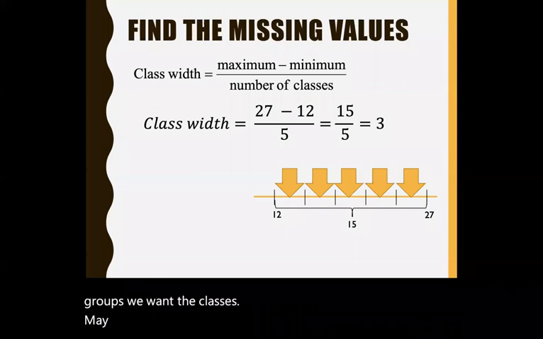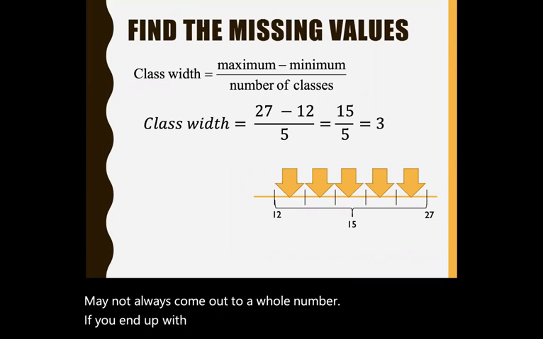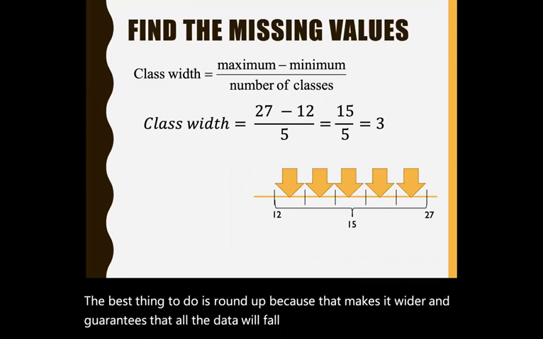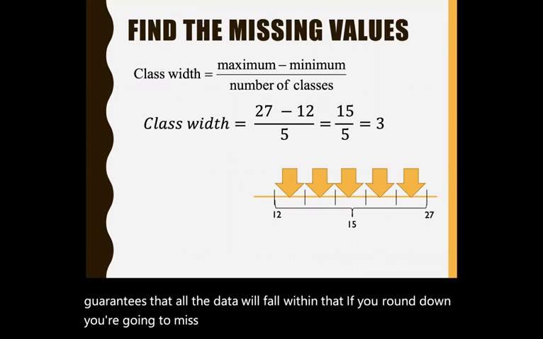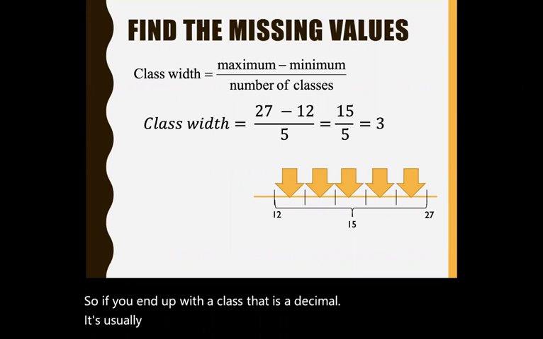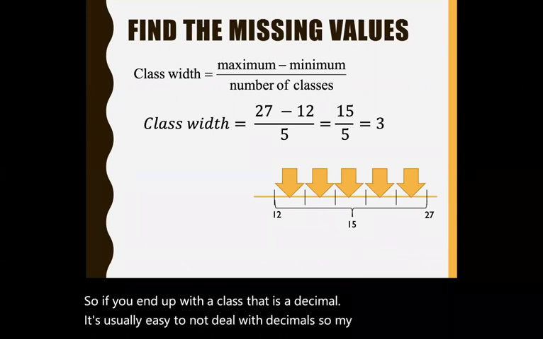Now in statistics, the game of maximum minus minimum divided by the number of groups we want, the classes, may not always come out to a whole number. If you end up with a decimal, the best thing to do is round up, because that makes it wider and guarantees that all the data will fall within that. If you round down, you're going to miss your maximum value every time. So if you end up with a class width that is a decimal, it's usually easy to not deal with decimals. So my recommendation would be to round up.